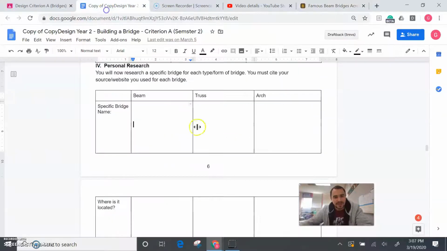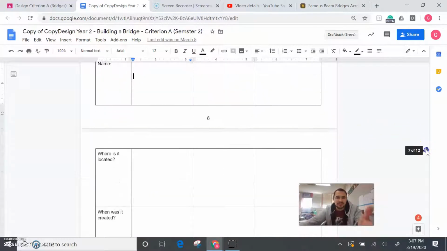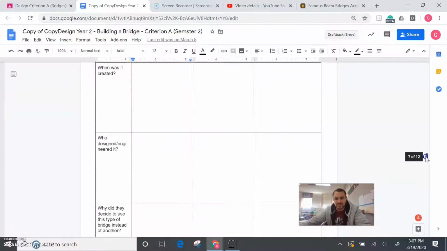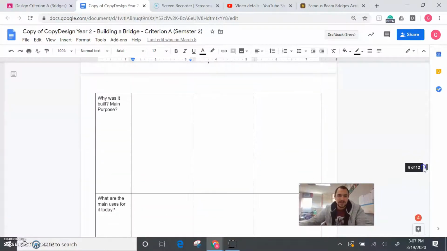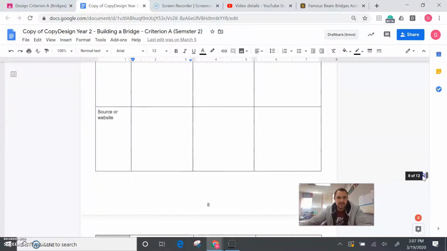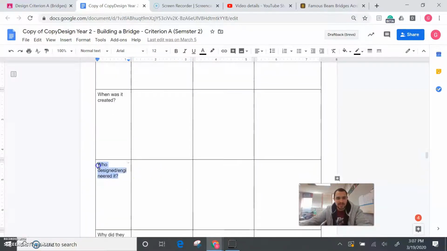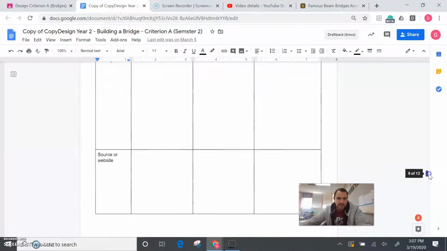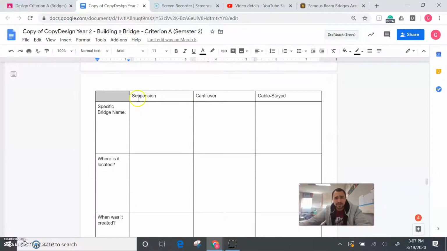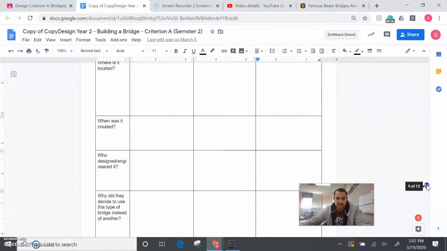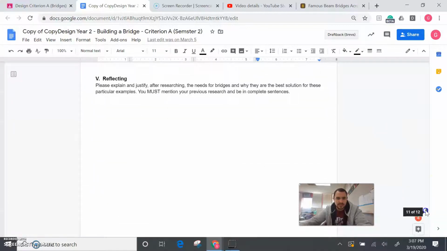Now, if you can't find specific information, then just mention that you couldn't find it. But I would say 90% of these questions should be able to be answered. Most students had trouble with who designed and engineered it. So that's the number one I'm looking for. If you don't have that, I'm going to let that one go. All right. Make sure you find a famous suspension bridge, cable stayed, etc., etc. And then just answer the questions down.